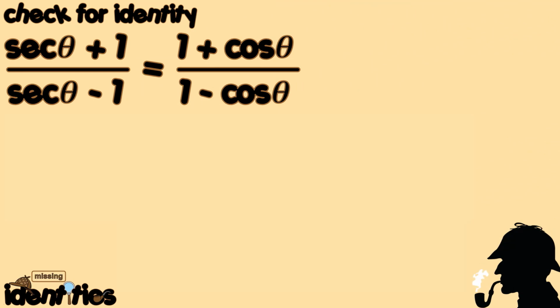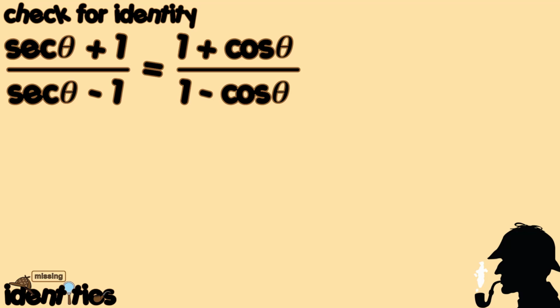Case number 25. Let's verify or check this given identity. We have (secant theta plus 1) all over (secant theta minus 1). That's one rational expression equal to another rational expression, (1 plus cosine theta) all over (1 minus cosine theta).